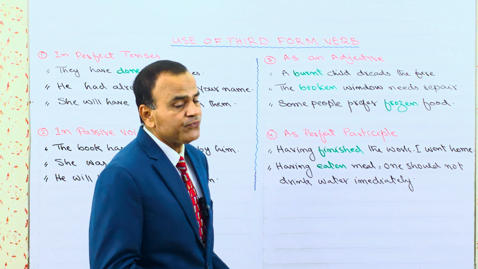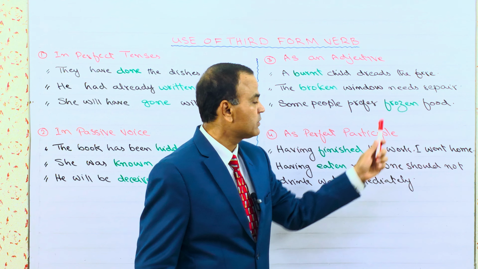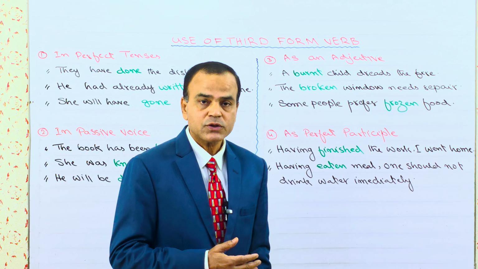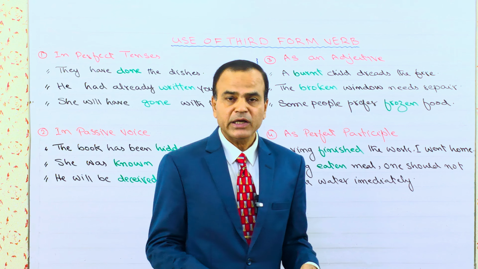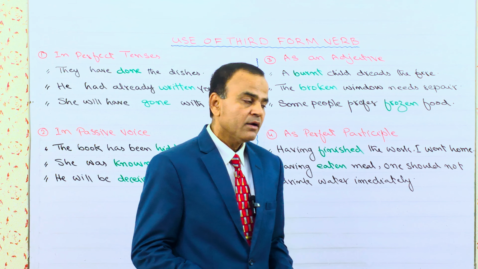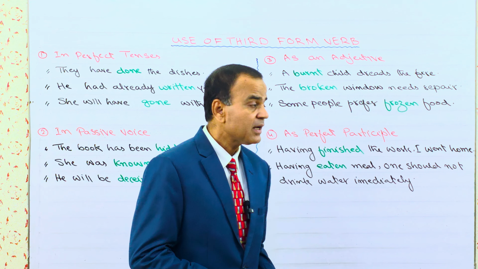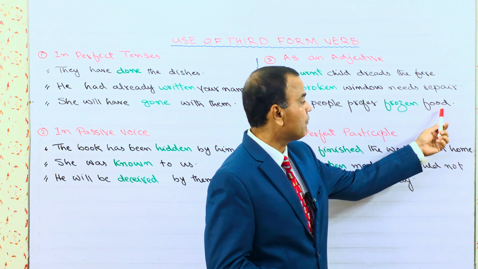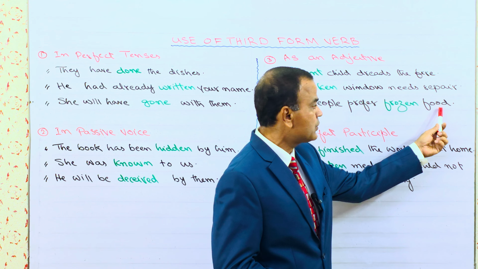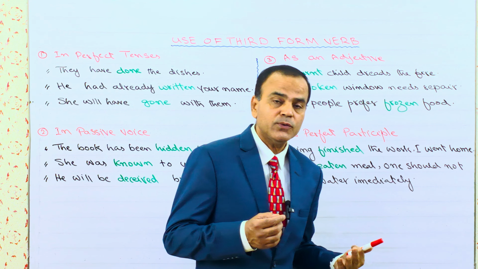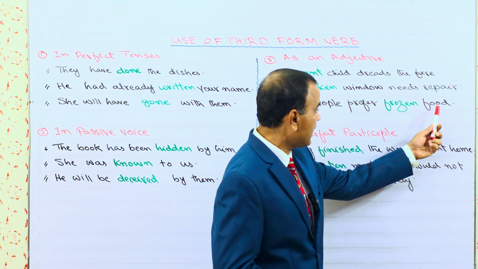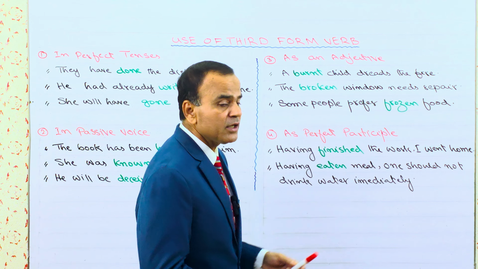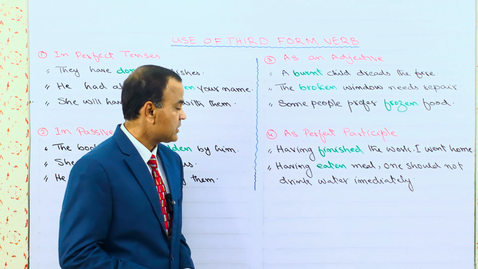Some people prefer frozen food. Freeze, froze, frozen. Third form of the verb, but it is not showing an activity or a state or existence, but it is adding to the meaning of the noun food. So what kind of food? Frozen food. So here frozen adds to the meaning of noun. That's why it is being used as an adjective.